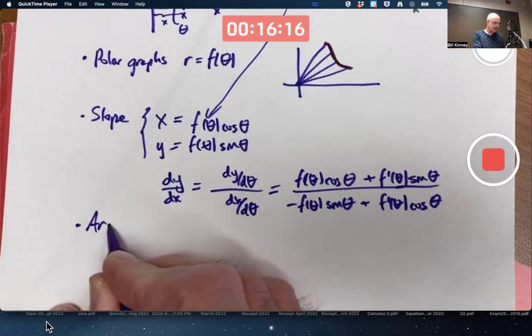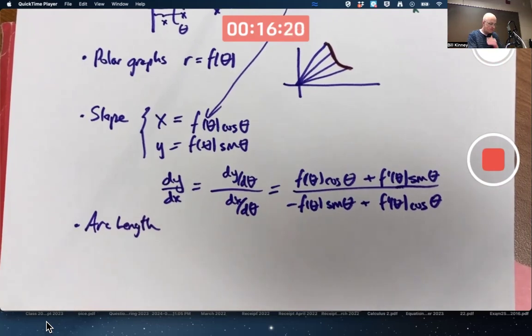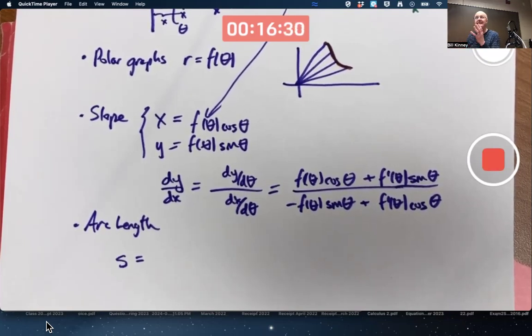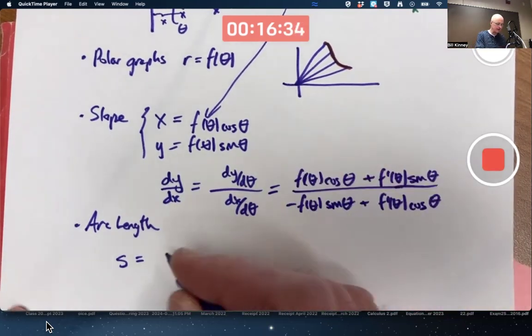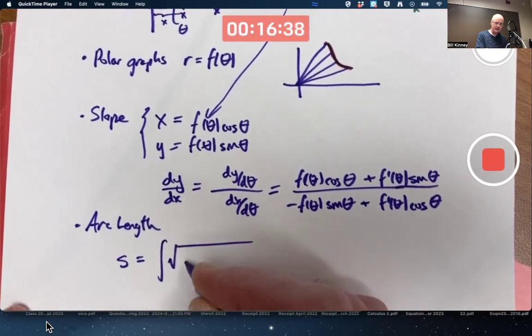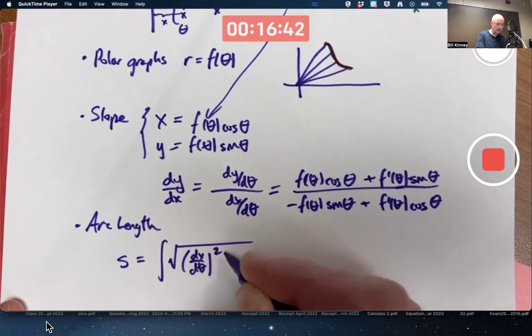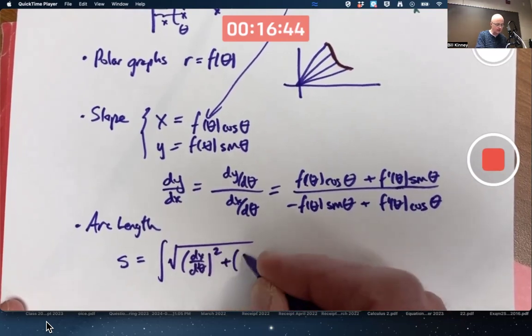Arc length was the next thing. Arc length for parametric curves was the integral of the speed. It was the same as distance traveled. That is the same thing you can do here with these parametric equations. You could write this as the integral of the speed, thinking of the speed as the square root of dx d theta squared plus dy d theta squared.